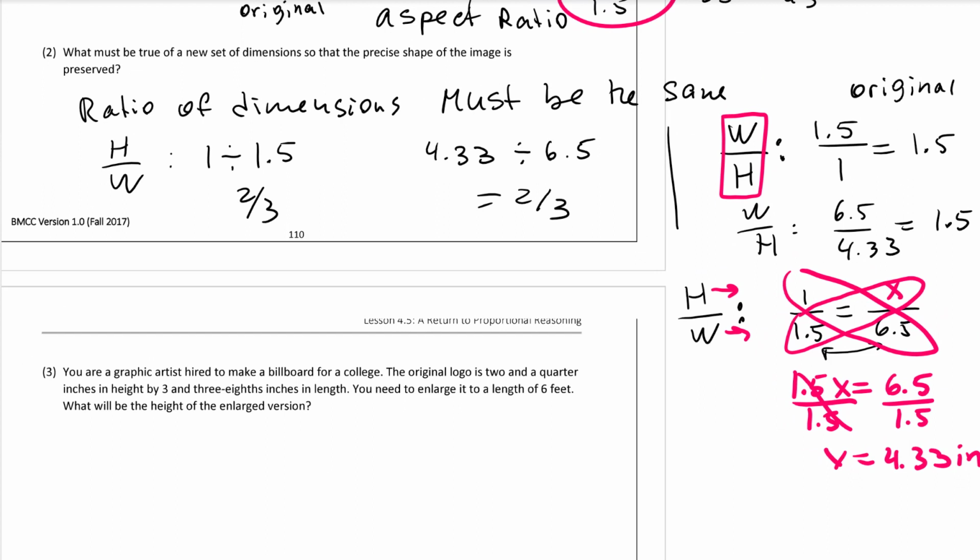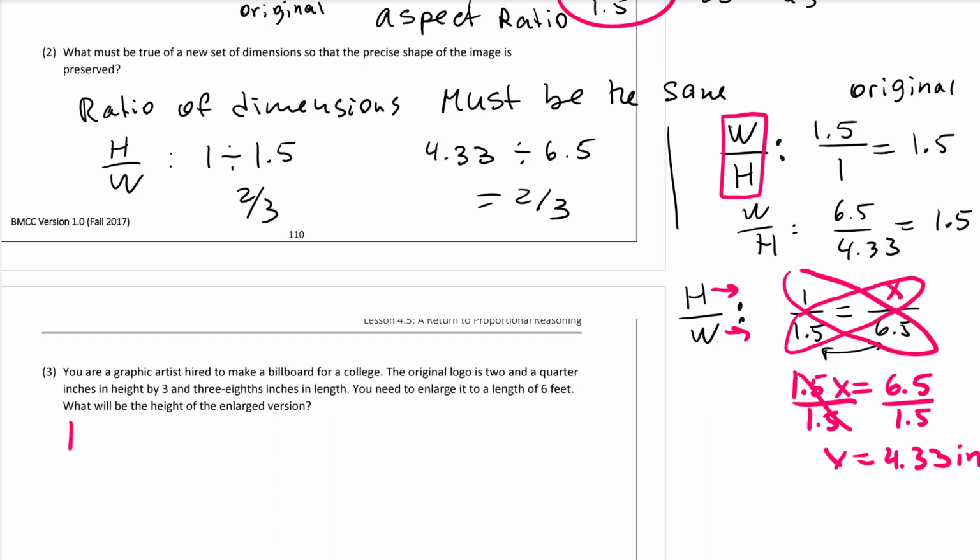So let's look at question number 3. A graphic artist is hired to make a billboard for a college. The original logo is 2 1/4 inches in height and 3 3/8 inches in length. You need to enlarge it to a length of 6 feet. What will be the height of the enlarged version? Again, things are simple. We have 2 dimensions. One of them is the height, and the other one is the length.